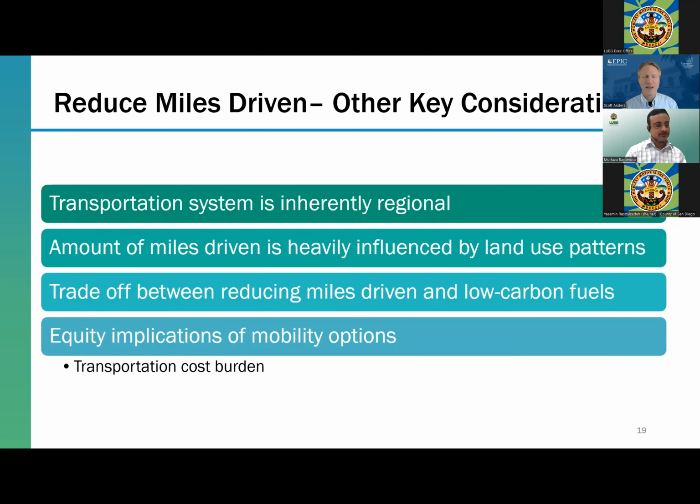And the amount of miles driven is heavily influenced by land use patterns. So generally speaking, higher ridership can be attainable in more heavily or more densely populated areas, urban areas, as opposed to kind of backcountry rural areas. And in our region, we kind of have both of those things to think about.